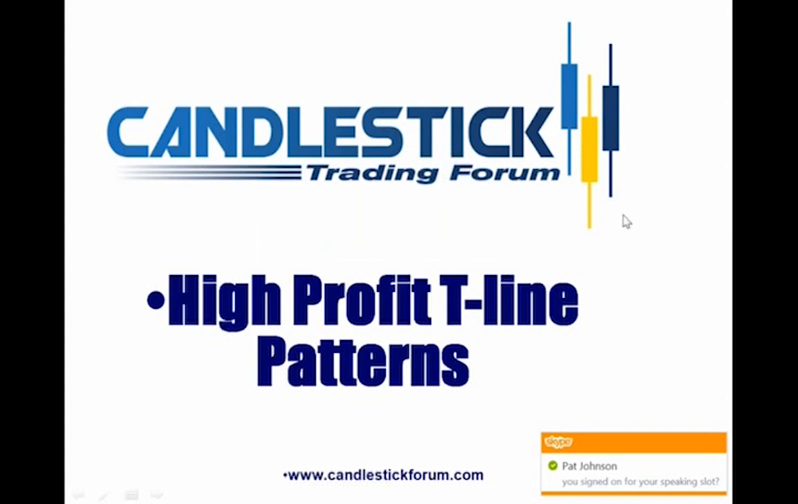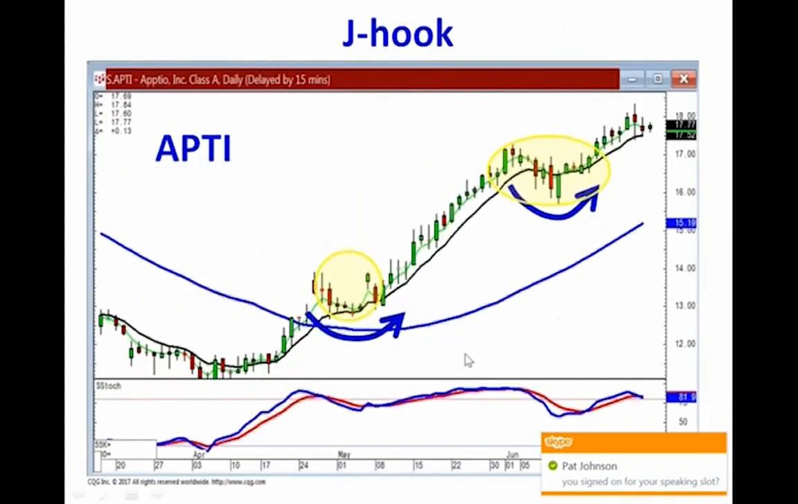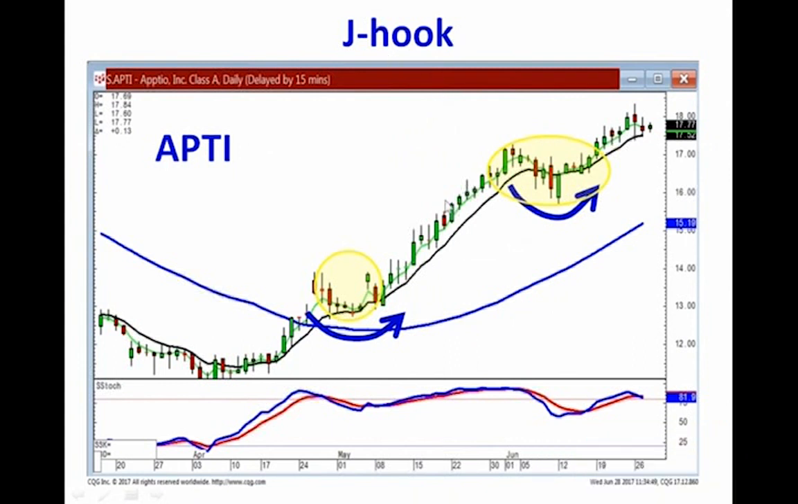So anyways, the high profit patterns with T-lines is very simple. We've got what we call the J-hook pattern. Notice here's our T-line. This is the 8 exponential moving average. These are what we call J-hooks. And the reason we can identify them much more clearly than everybody else is that notice when it pulls back, they couldn't close below the T-line.